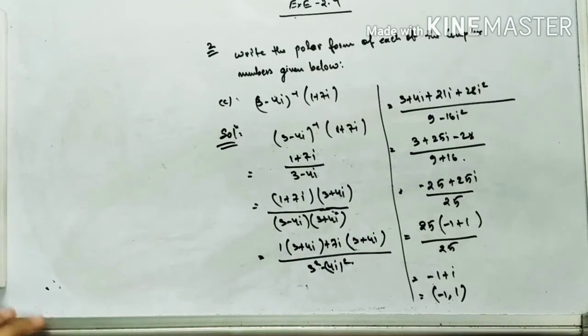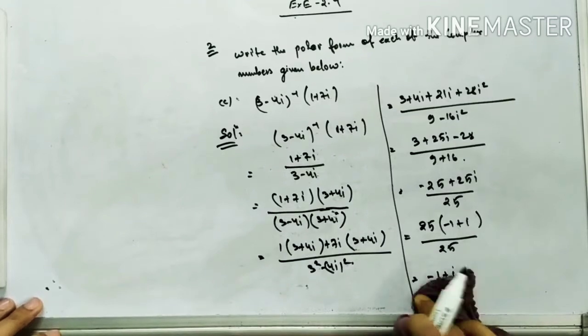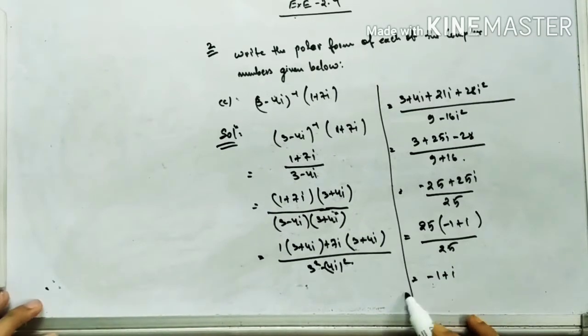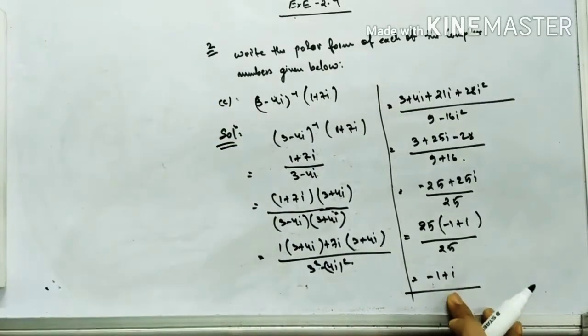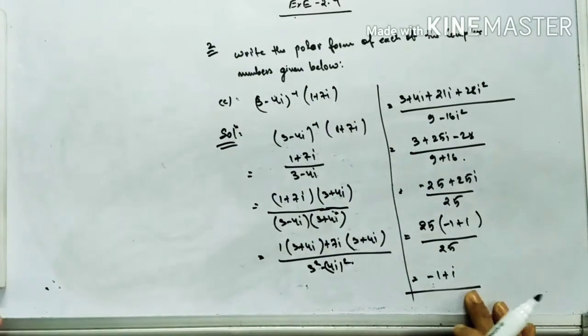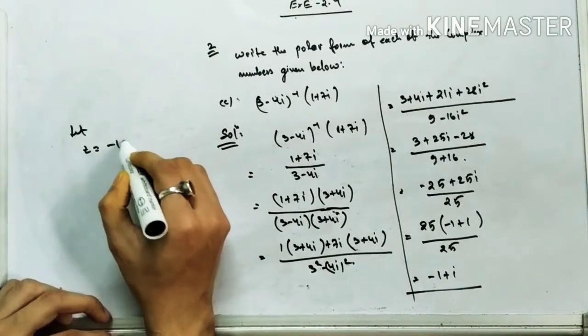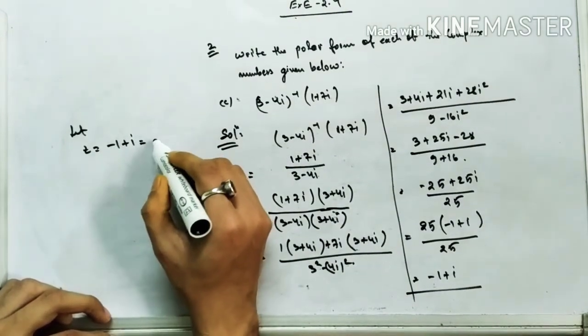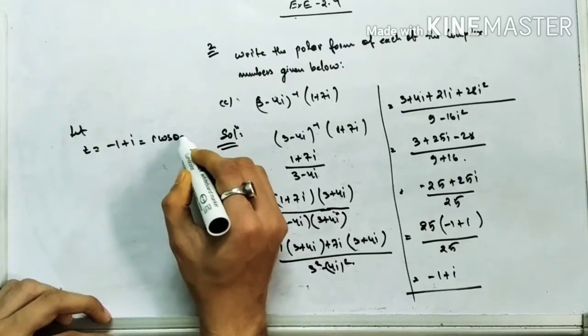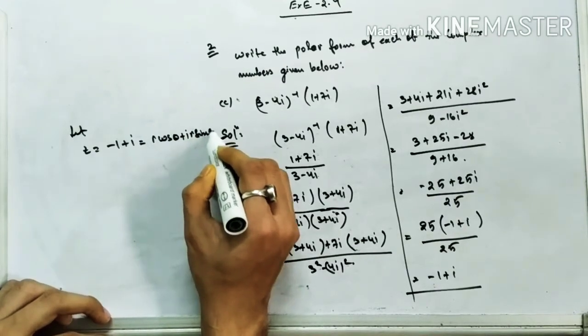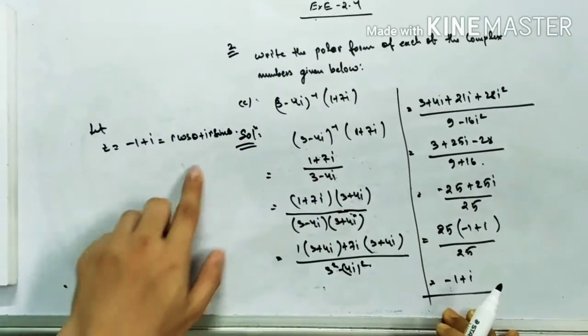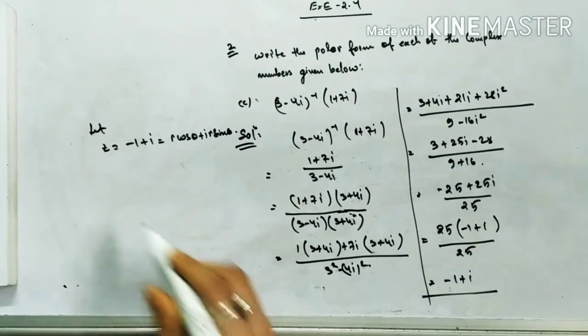One minute. Instead of writing this, first of all I solved this thing a little bit, and I got this. This is the complex number. So now I will take, let z is equal to minus 1 plus i, which is equal to r cos theta plus i r sin theta.